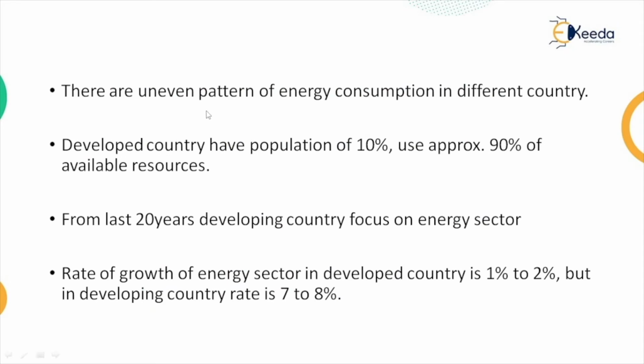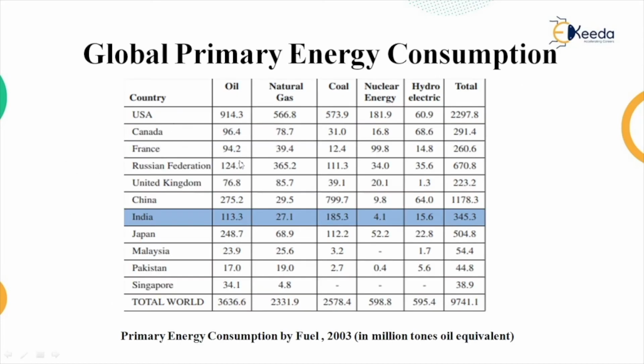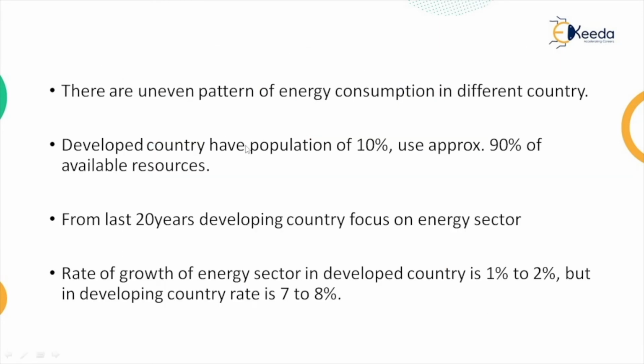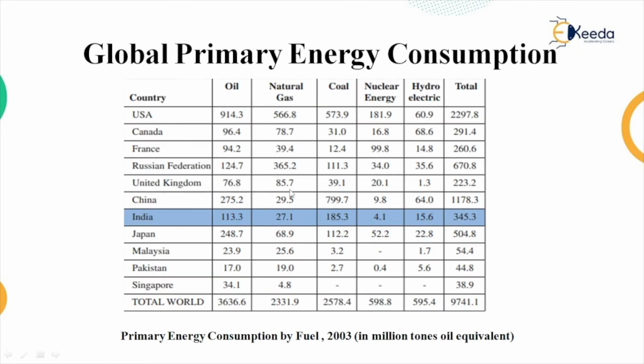There is an uneven pattern of energy consumption in different countries. Energy consumption changes from country to country. Developed countries, with about 10% of the population, use approximately 90% of available resources. In countries like India or China, the population is large but energy consumption is less. In European countries, the population is smaller but energy consumption is more. That's why European countries are developed countries and these are developing countries.